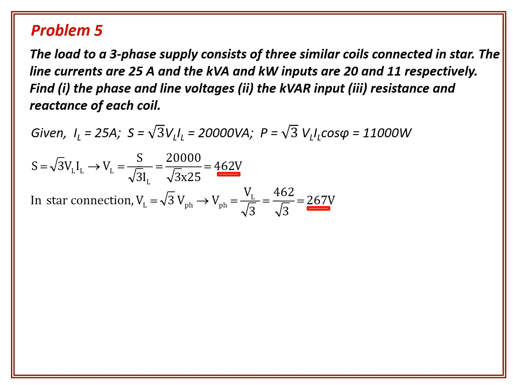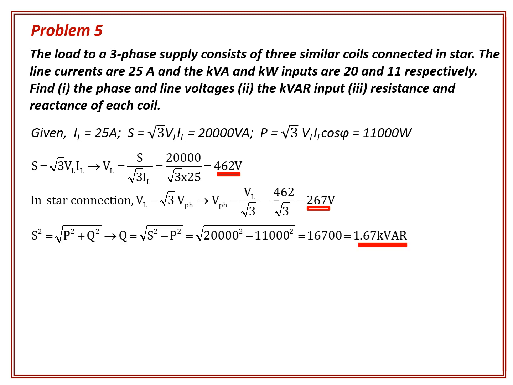First part of the question is to calculate phase and line voltage. We have calculated line voltage now. In order to calculate phase voltage, consider the relation in star connection VL equal to root 3 V phase. From this equation, V phase equal to VL by root 3. Substituting VL equal to 462 volt and calculating, we get V phase equal to 267 volts. First part of the question is over.